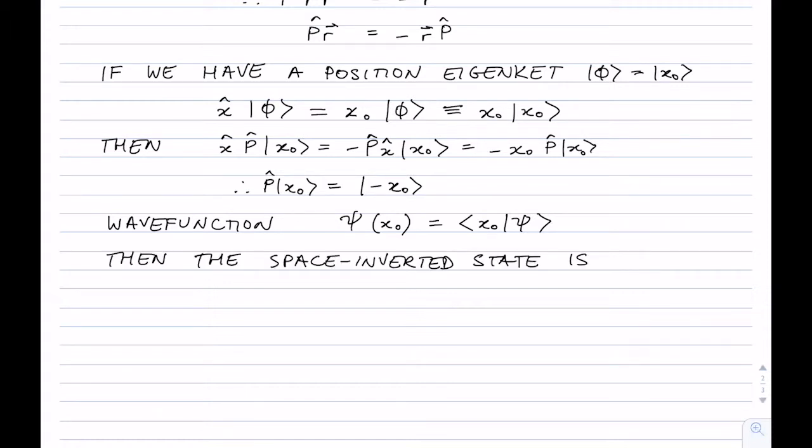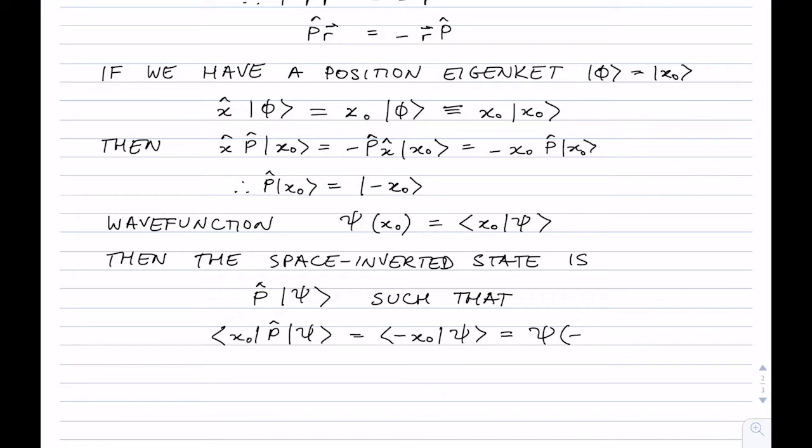Then the space inverted state is P acting on psi, such that ⟨x naught|P|psi⟩ is equal to ⟨minus x naught|psi⟩, which equals psi of minus x naught. And so the parity operator acts exactly as we expect it to act. It changes x to minus x.